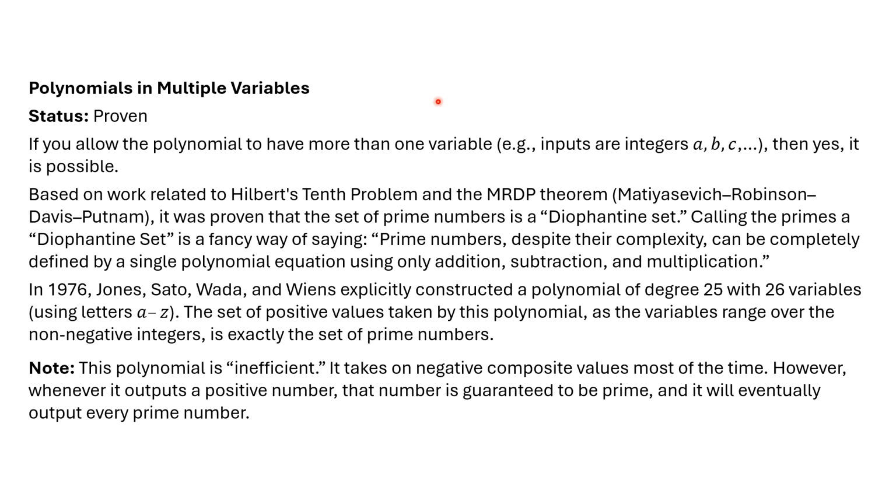In the case of polynomials with multiple variables, we do have a solution. It's something that was proved more recently. So the idea is you can have variables A, B, C, and so on, and that will generate not just an infinite number of primes, but actually all the prime numbers. And that's something I'll mention in a second. There was some famous work that relates to this. It doesn't actually give you the polynomial, but it's related to this, and I'll mention it here. Based on work related to Hilbert's 10th problem.